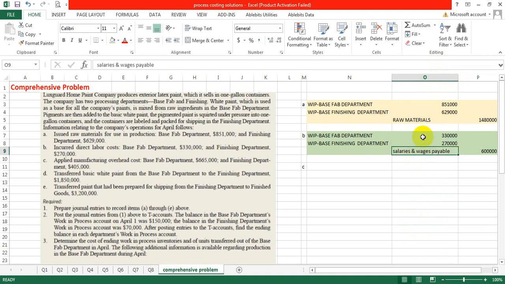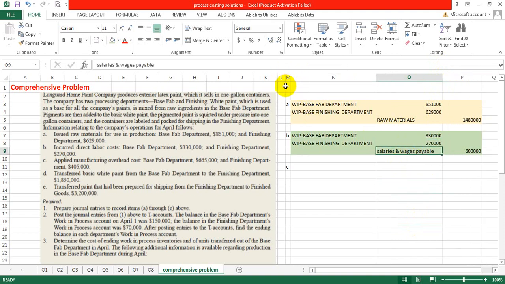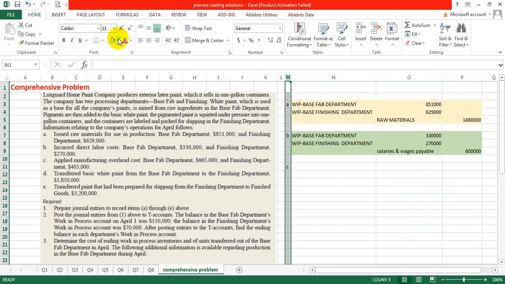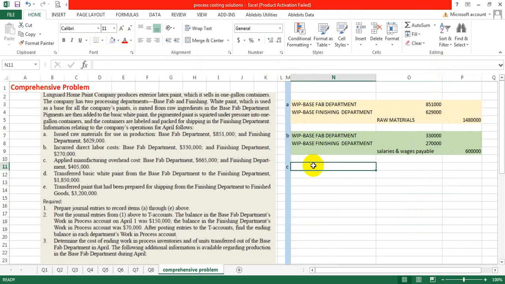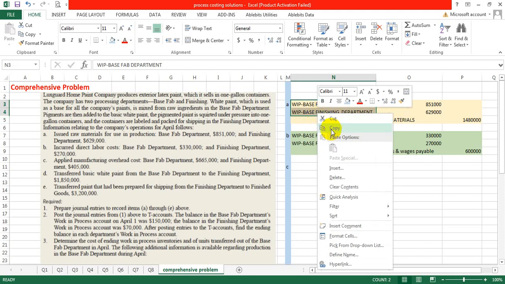Liability incur. Okay, C is the applied manufacturing overhead cost. Base fab department 6,65,000, finishing department 4,05,000. For the applied overhead we will record the entries again for WIP, for base fab and for finishing.